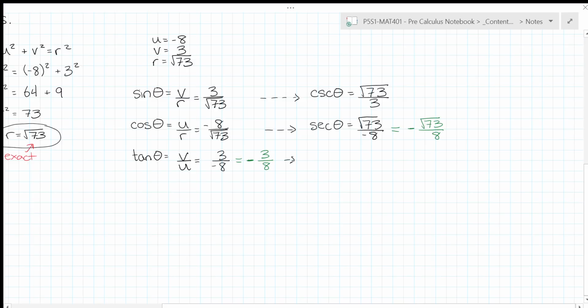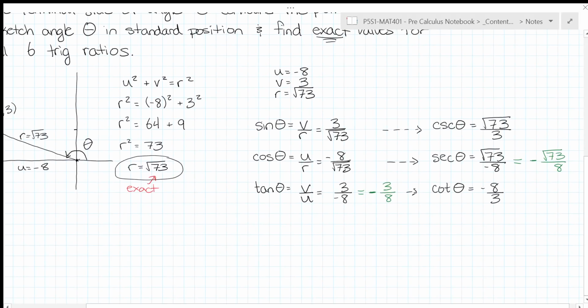Right. And the reciprocal of the tangent, the cotangent of theta, is equal to negative 8 over 3. And you're done. Notice I never asked you what angle theta is.